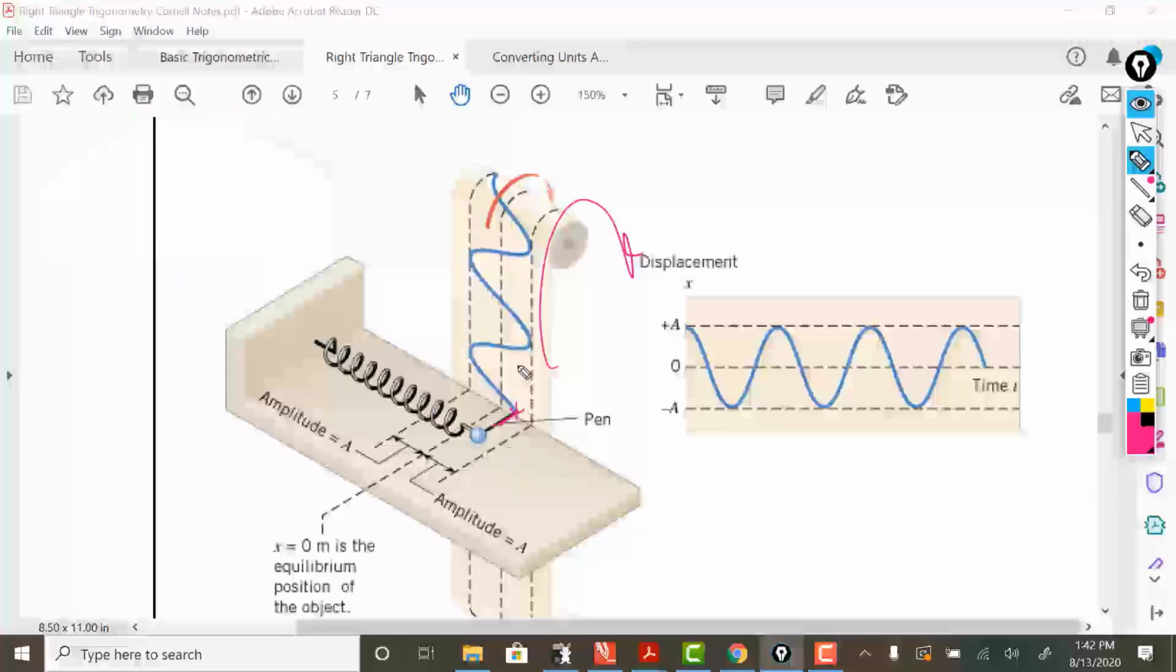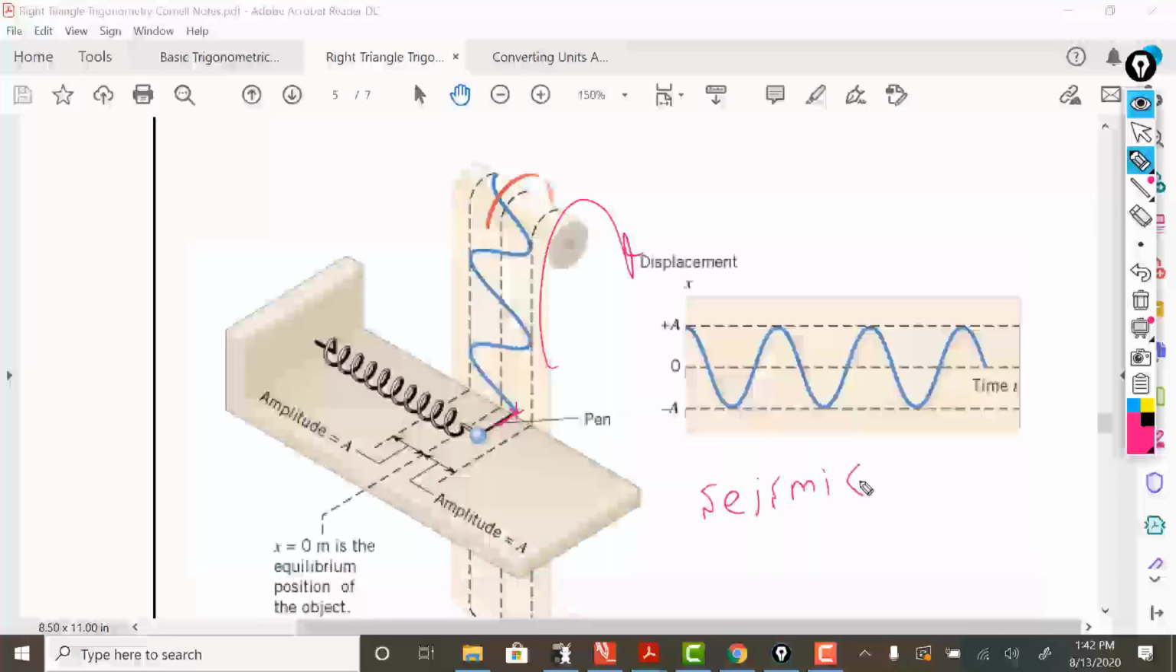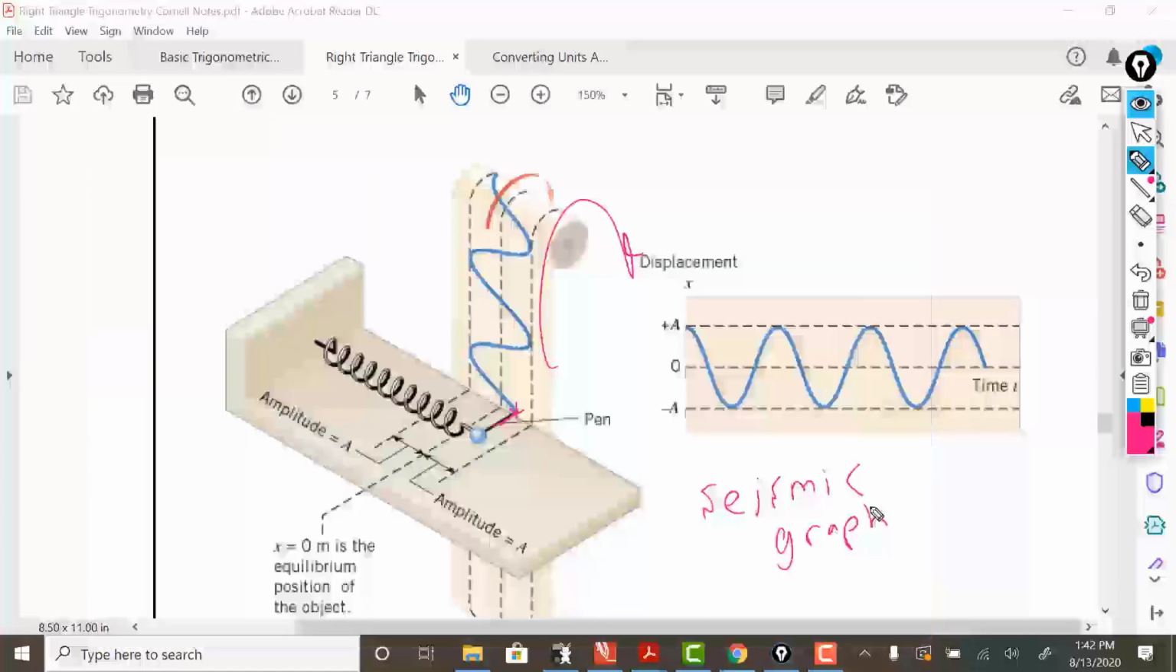But as this happens, the paper goes. You've seen these before, right? These are the seismic graphs, right? For earthquakes. So an earthquake machine works on this principle.